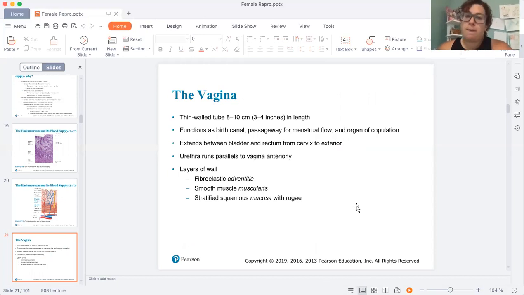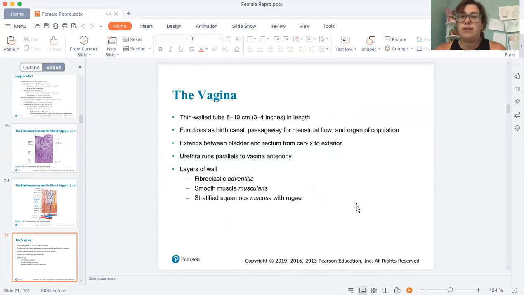Anyways, so the vagina is pretty thin-walled, but it has a lot of stretch, and it's about 3 to 4 inches in length. It's meant as a birth canal, so it's an exit route and an entrance route: an exit route for menstrual flow and the baby, and an entrance route for sexual intercourse, so we can make new humans. And then the urethra runs parallel and anterior to the vagina, which can be an issue because most commonly females get UTIs, biological or transitional as well, depending on how they perform their gender confirming surgery.